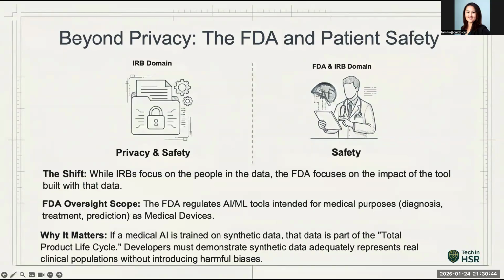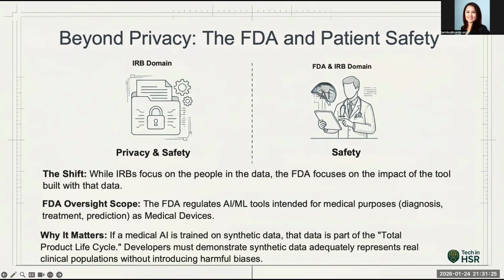As I was talking about the FDA, beyond these privacy concerns like HIPAA, we've got FDA concerns and patient safety concerns as well. While the IRB focuses on people in the data, for example, protecting privacy and individual safety, the FDA is focusing more on the impact of the tool built with that data. So it's a little bit of a different lens. The FDA regulates AI/ML tools intended for medical purposes, diagnosis, treatment decisions, prognosis prediction, all that, as what they call a medical device under 21 CFR.